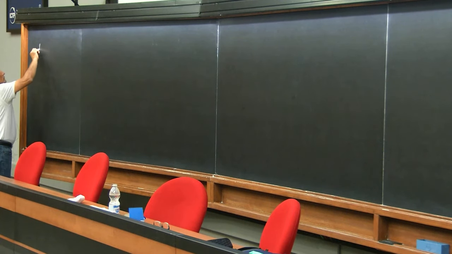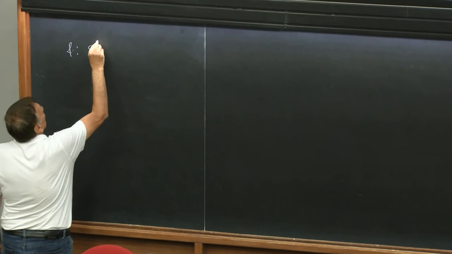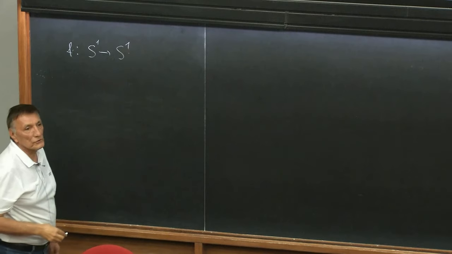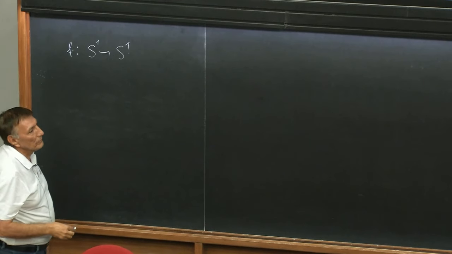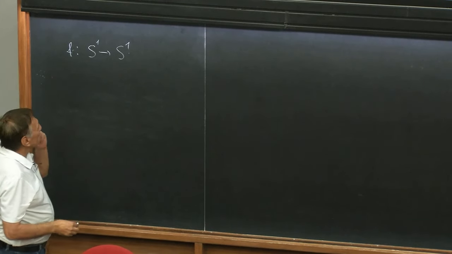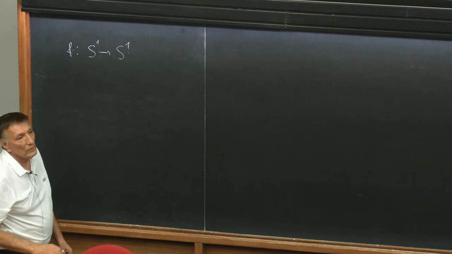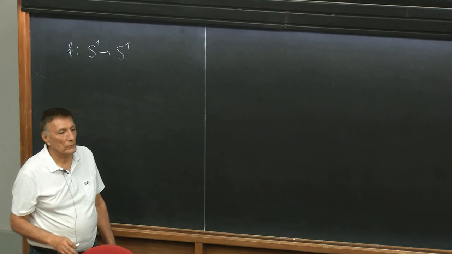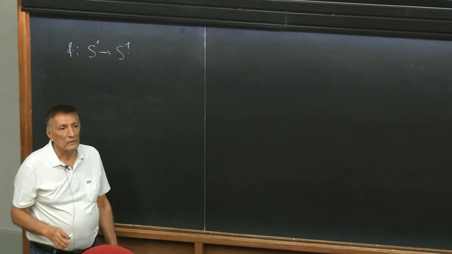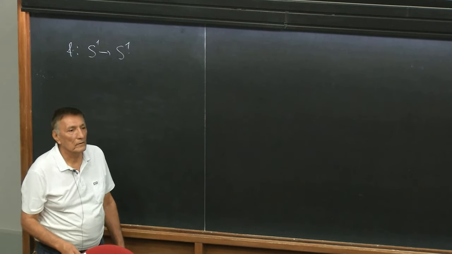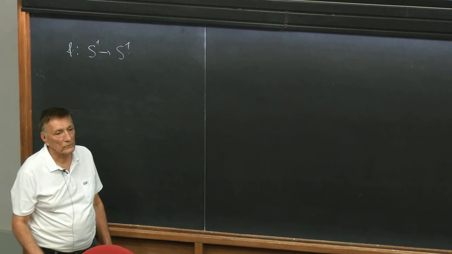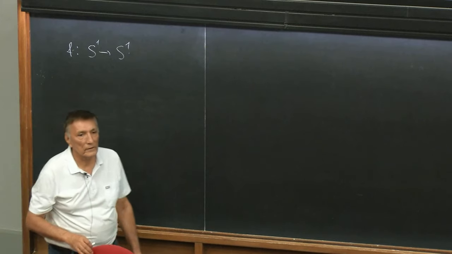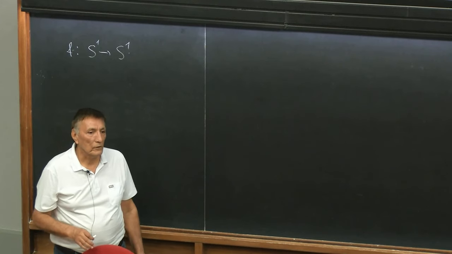Let F be an orientation preserving circle homeomorphism. Such a kind of circle homeomorphism was first studied by Henri Poincaré at the end of the 19th century. And the first fundamental results also belong to Poincaré.